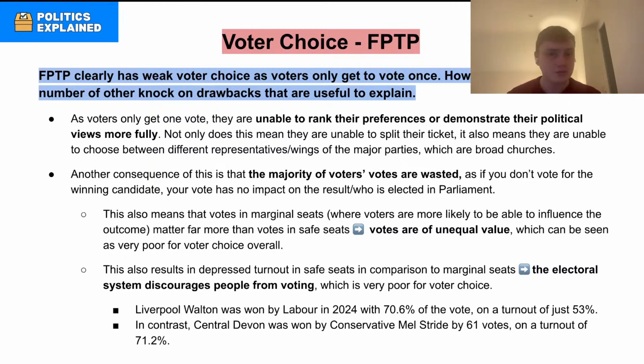Crucially though, and this is really key to picking up more marks in your voter choice analysis, is saying what the consequences of this are, which also falls into voter choice. This means that a majority of voters' votes are wasted. And if you don't vote for the winning candidate, your vote has no impact on the result or who is elected in Parliament, effectively. And this also means that votes in marginal seats, where voters are more likely to be able to influence the outcome, matter far more than in safe seats.